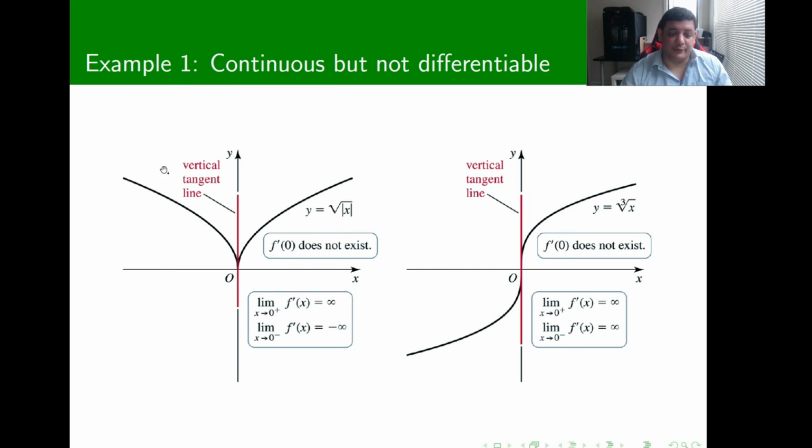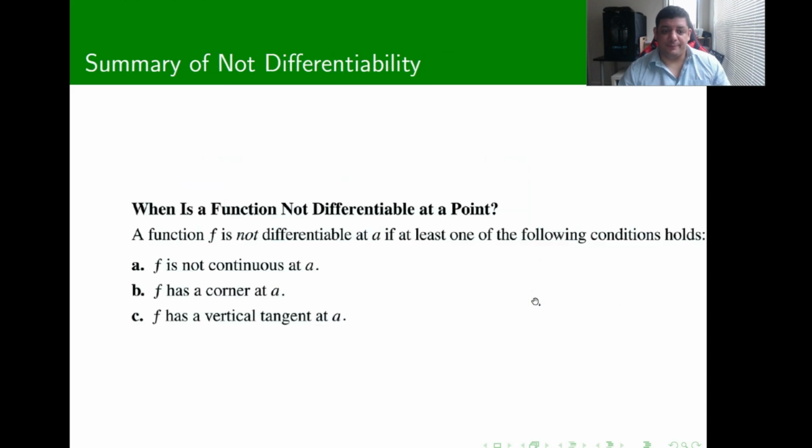For example, an example of a peak is the square root of the absolute value of x, and this has a peak at 0. On one side, the limit from the right side is infinity, and the limit from the left side is actually minus infinity. So it's not going to work out. Another example is the cube root of x at 0 as well. The same thing happens. When we go to 0 from the right side, the limit of the derivative is going to be infinity. And from the left side, the limit of the derivative is going to be infinity. So the limits are not going to coincide there, and the derivative is not going to exist.